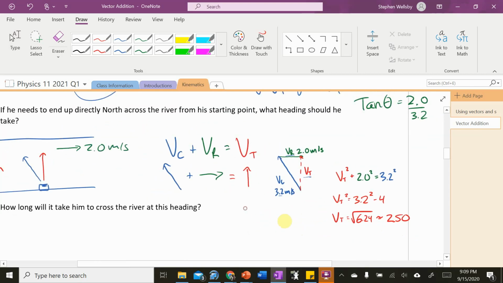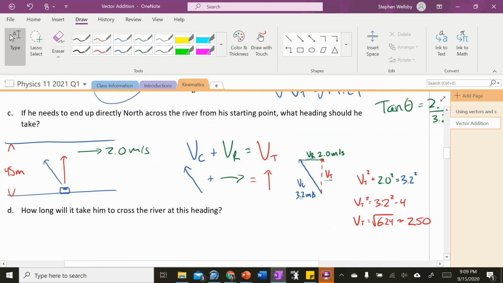So if we're looking at this question here, the question's really asking us what heading should it be. So we didn't need to solve this, but we are going to need it for part D. So we're just going to store this information away. The total velocity is 2.5 meters per second going across the river.